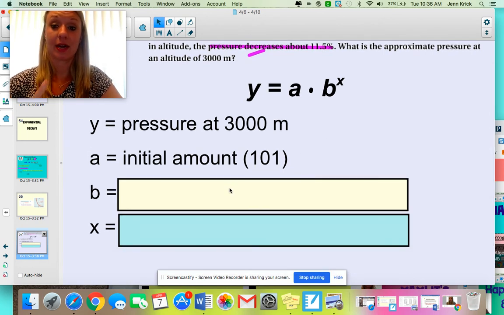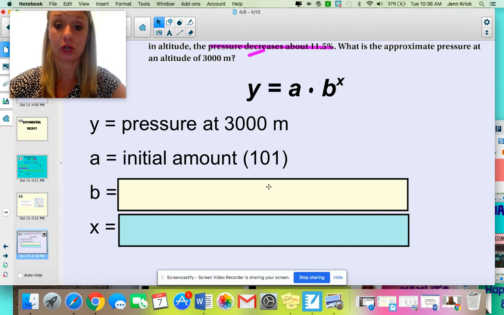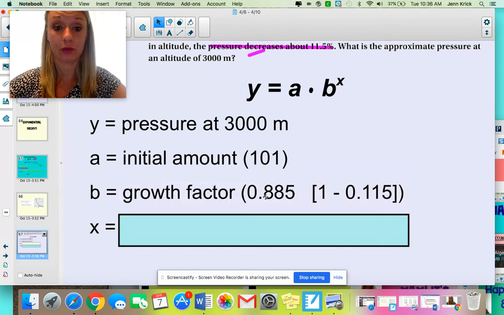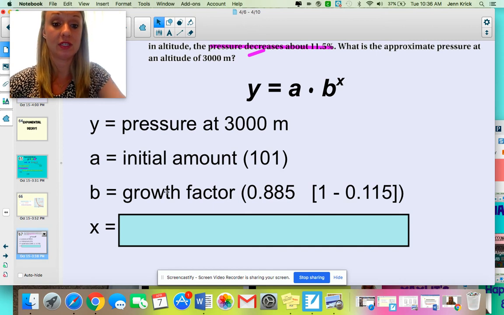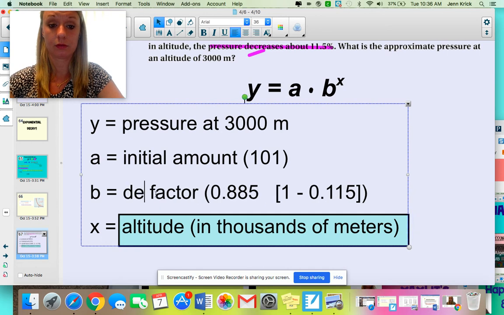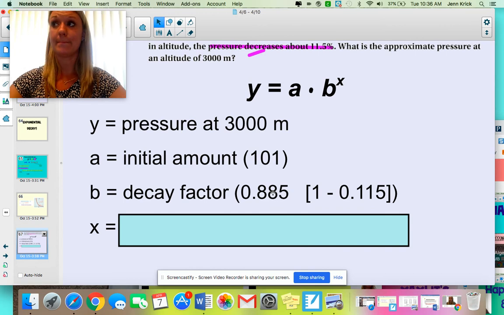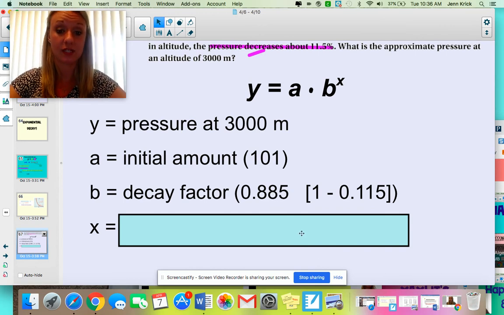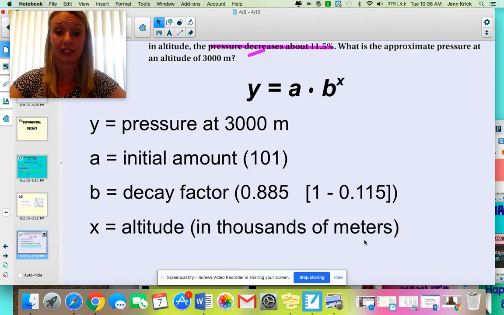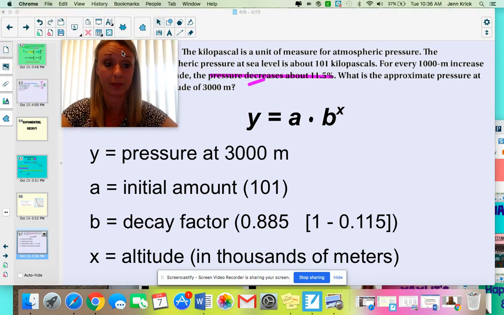Now, b is going to be our decay factor. To find out what our decay factor is, remember, you take 1 and then you subtract the rate. So 1 minus 0.115 would give us, sorry, this should be decay factor. So it would be about 0.885. That tells you right away that it's a decay, it's decreasing. And then x right here for our exponent will be the altitude in thousands of meters. So just so that you can see what to plug in there.